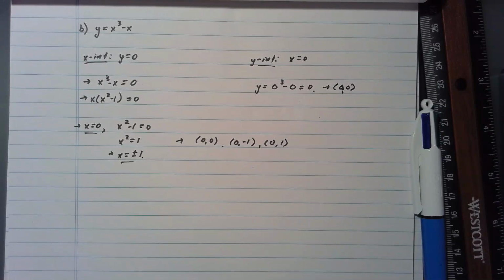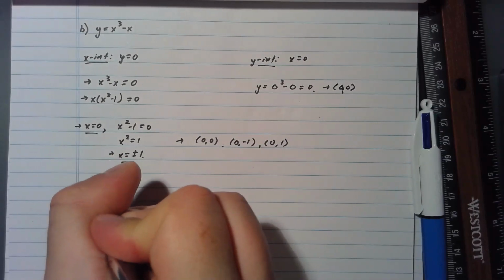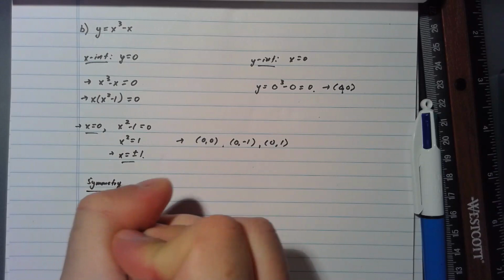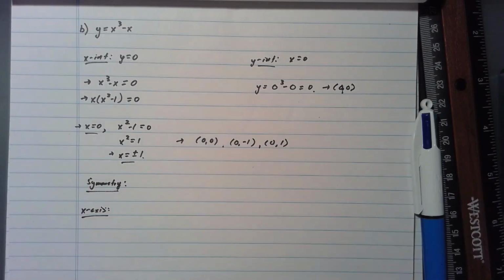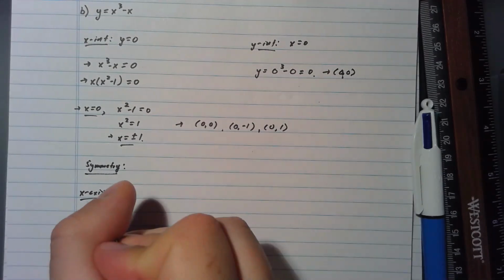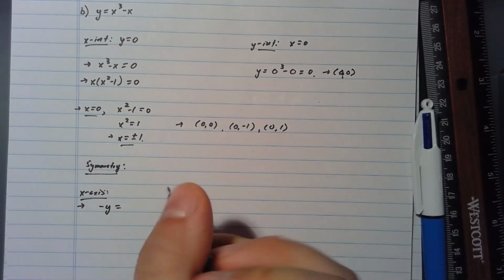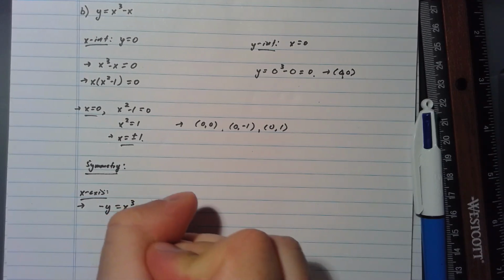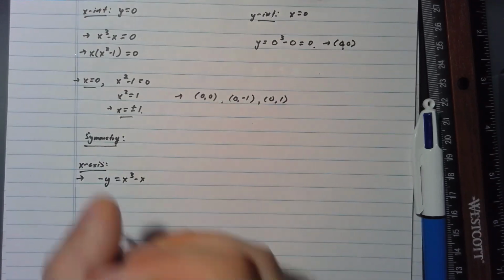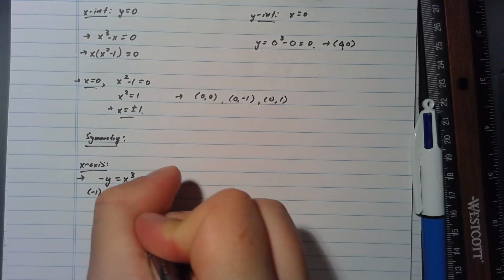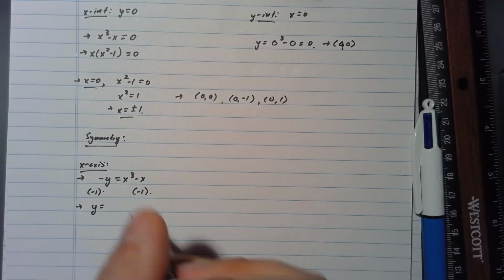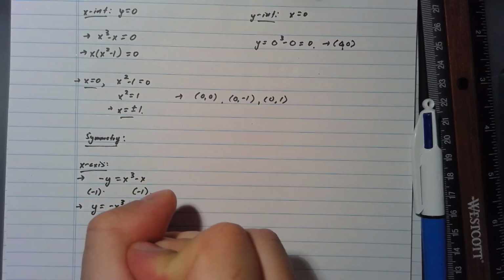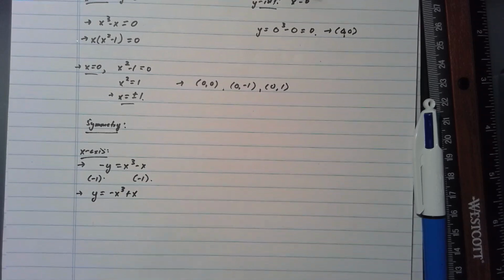So let's test for symmetry. So x-axis symmetry, replace y with negative y. So that's going to be negative y equals x cubed minus x. Do a little algebra. Multiply both sides by negative 1, and I get y equals negative x cubed plus x. That is not the same as the original equation.